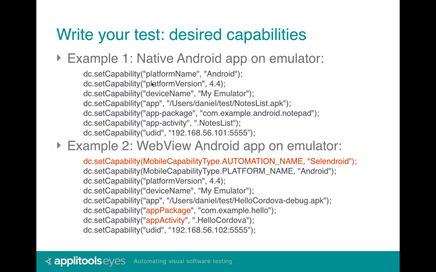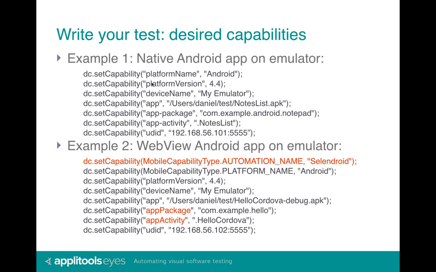The device name, by the way, I believe is optional. It doesn't really matter what you write in there. The app package and app activity are basically the way you tell Appium which application you want to run and what the entry point for that application is. The UDID is an identifier of the device. So, for example, if you run multiple devices, which I will again show very soon, you tell Appium which device it should automate.